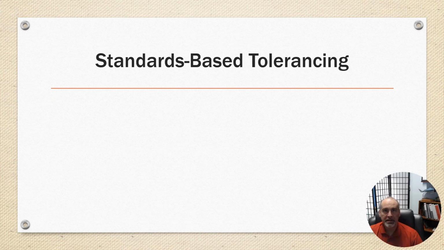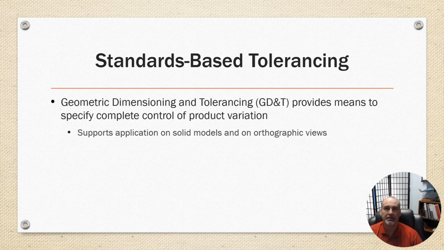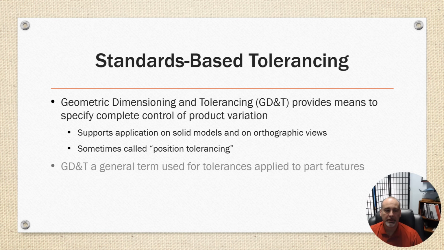Okay, standards-based tolerancing. Geometric dimensioning and tolerancing provides a means to specify complete control of product variation. Supports application on solid models and on orthographic views. It's sometimes called position tolerancing. And GD&T is a general term used for tolerances applied to part features.